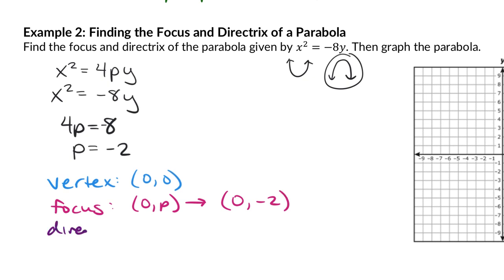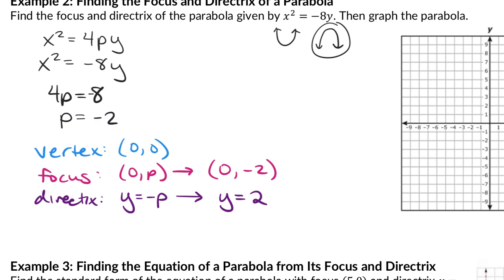Because this is an up and down parabola, the directrix has to be outside of it and not touching, which means it needs to be a flat line. So instead of using x equal to -p, this time we're using y equal to -p. So for us, if we plug in -2, what is -p? +2. So our directrix equation is y equal to 2.